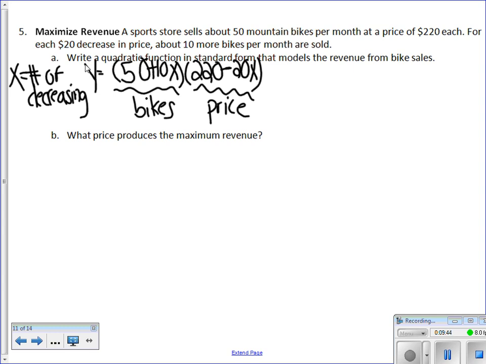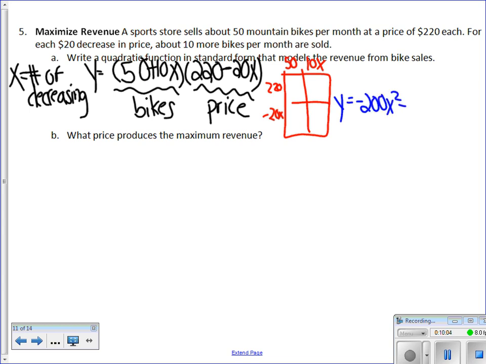So once you've gone through and multiplied this out using the box method, you set it up like this. You did 50 and 10x and 220 and negative 20x. Once you've done that, you've gotten your final quadratic to be this. Y equals negative 200x squared plus 1,200x plus 11,000. So that's our quadratic.